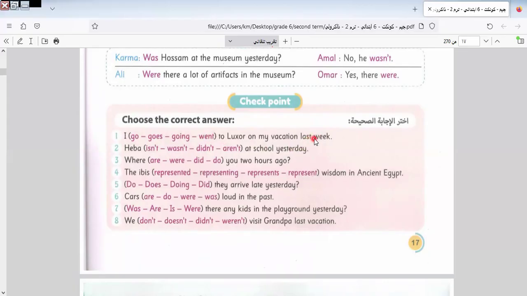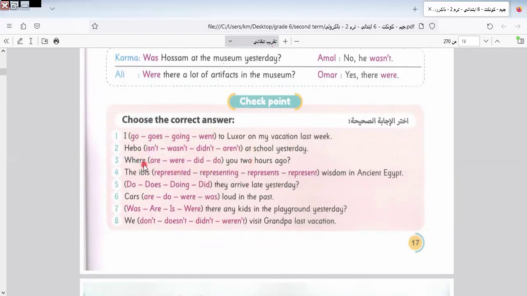And we told you before that last, yesterday, ago, in the past are the keywords of the past simple tense. Heba isn't, wasn't, didn't, aren't, it is cool yesterday. So it will be wasn't, because we have yesterday here. And we can't say didn't because there isn't a verb here. It will be Heba wasn't, not didn't.